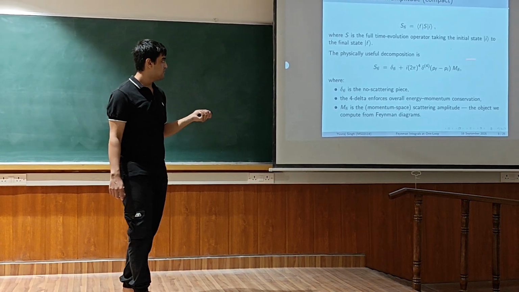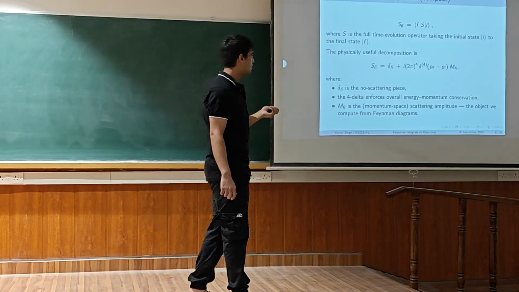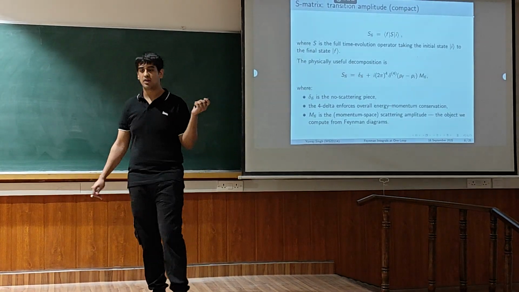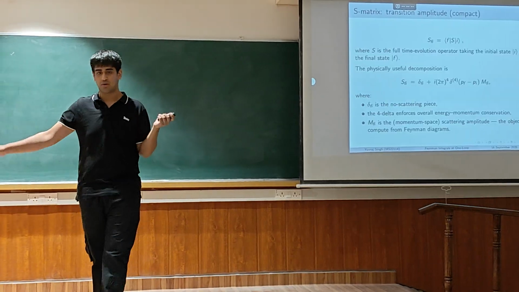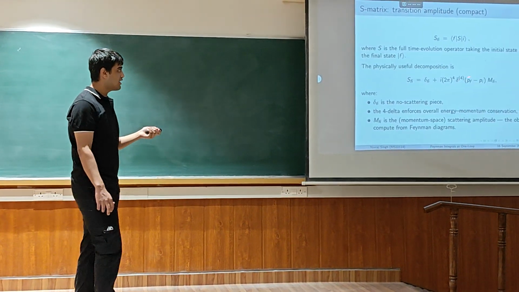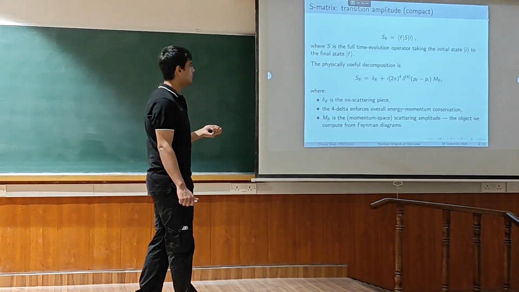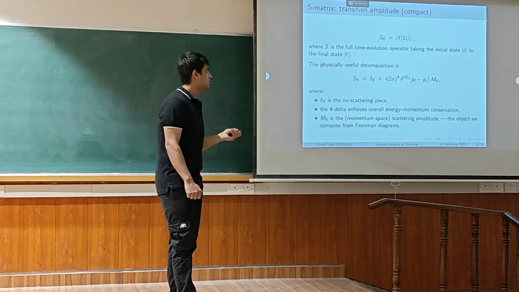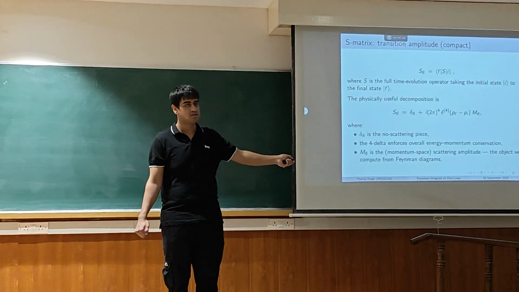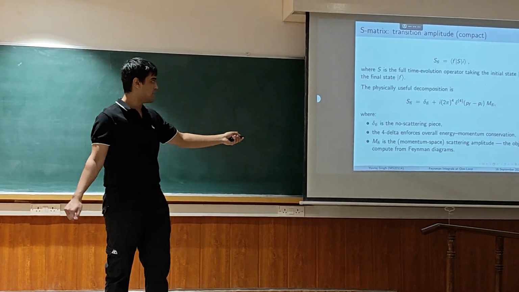When we solve this, this is the expression that we get. The first term corresponds to the same I and F. For example, an electron just going to an electron with no interaction, so the S matrix is just one. The second term is the interesting term, where we have cross terms, and these are the interaction terms that we see. The 4-dimensional delta function is just for the conservation of four-momentum.